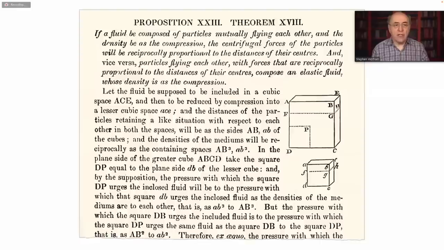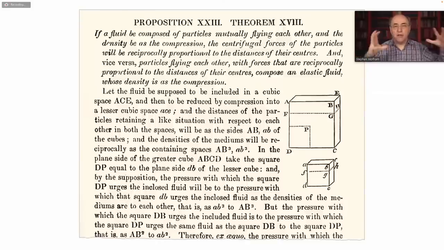What he concluded was that maybe there's a 1 over r repulsive force between particles in a fluid. Gravity leads to a 1 over r squared force of attraction. But he says maybe there's a 1 over r force of repulsion between particles in a fluid. And he explores that, and he shows that if there is such a repulsive force, then you get essentially things like Boyle's law.